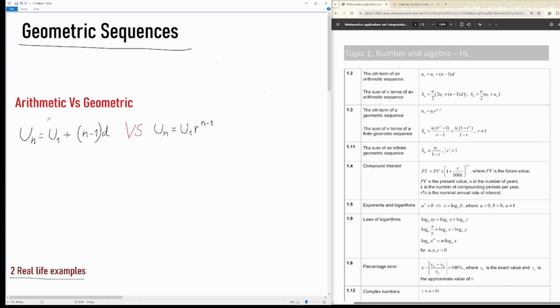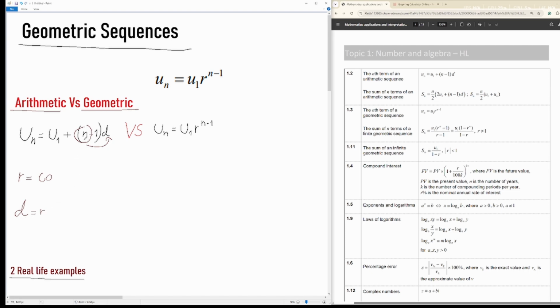So, a geometric sequence itself is quite similar to the arithmetic one. Its formula is the following: u_n equals u_1 times r to the power of n minus 1. And here the r means the common ratio. The main difference between the arithmetic sequence and the geometric sequence that you really have to understand is that in the arithmetic sequence, n is multiplied with d.